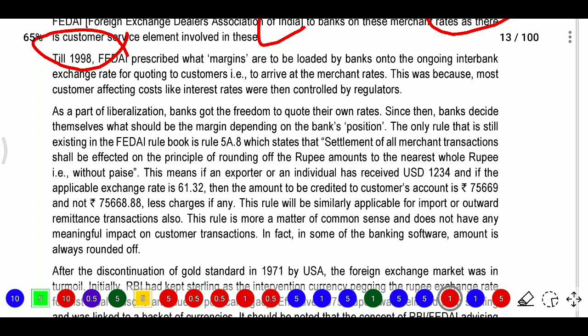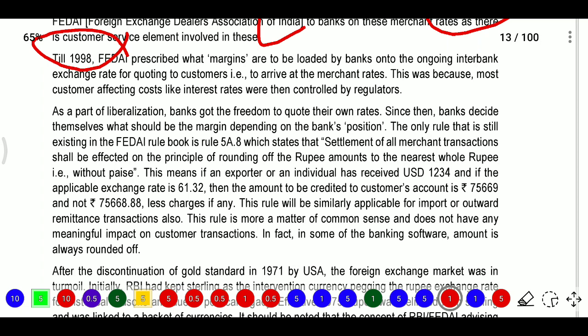The only rule that is still existing in the FEDAI rule book is Rule 58. After 1998, banks were given the freedom to decide their own rates. It states that settlement of all merchant transactions should be effected on the principle of rounding of the rupee amount to the nearest whole rupee, that is, without paise. So the condition given is: don't put your amount in paise.